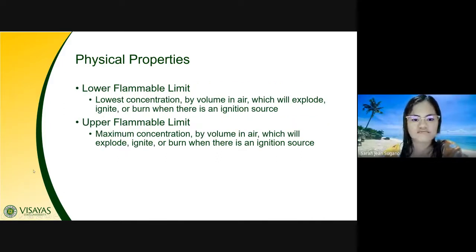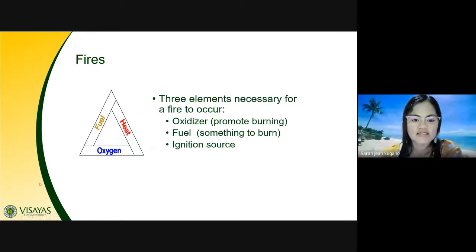Okay, so I guess the lower flammable limit is the lowest concentration by volume in air which will explode, ignite, or burn when there is an ignition source. Now, the upper flammable limit naman is the maximum concentration. I think it is clearly stated and self-understandable: lower is the lowest concentration, while the upper flammable limit is the maximum concentration by volume in air which will explode, ignite, or burn when there is an ignition source.